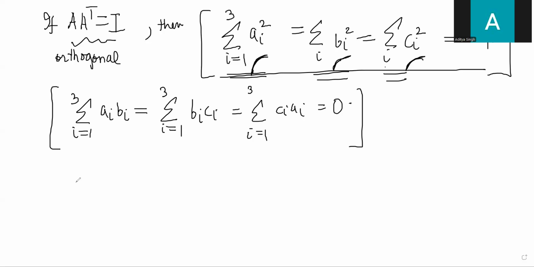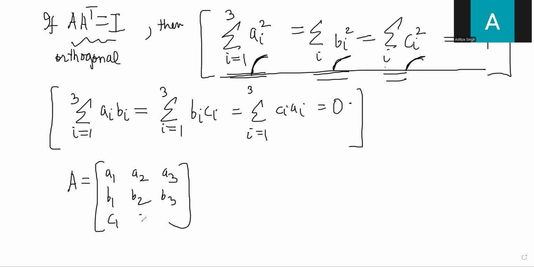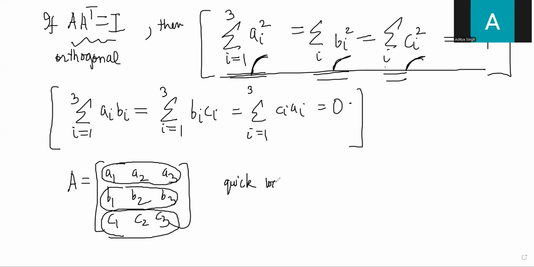If you think of A as like this, A1, A2, A3, B1, B2, B3, C1, C2, C3. This was my A vector. Then A is orthogonal means A1 square plus A2 square plus A3 square is 1, right? So this row vector has magnitude 1. This row vector also has magnitude 1. And this row vector also has magnitude 1, right? So that is a quick way to identify an orthogonal matrix.